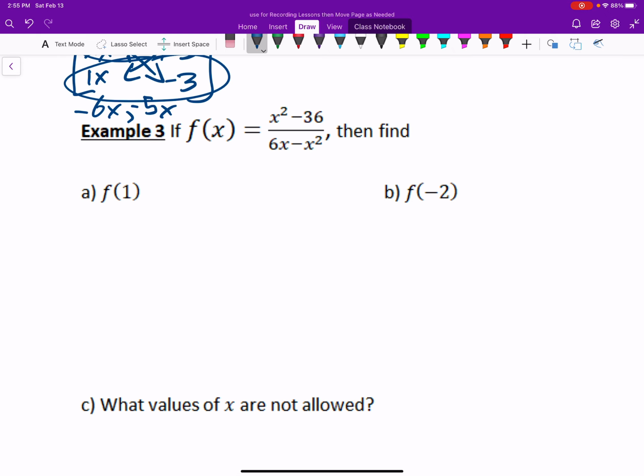For example 3, now we're changing gears a bit. We're being given a function. f at x equals x squared minus 36 over 6x minus x squared. Find f at 1. Okay, so just going back to what we've done before, I'm going to put 1 in everywhere there's an x and see what I get.